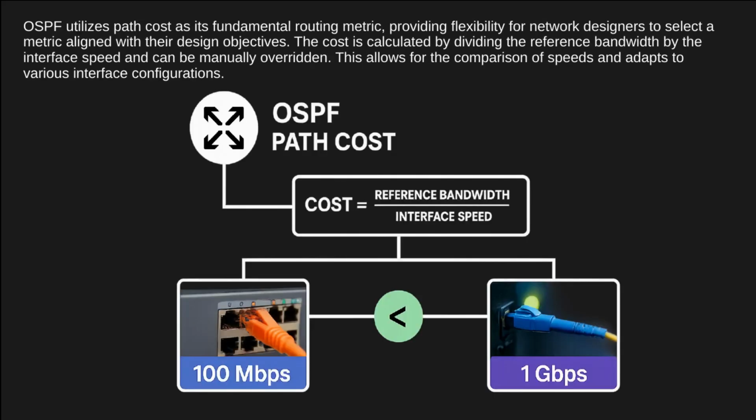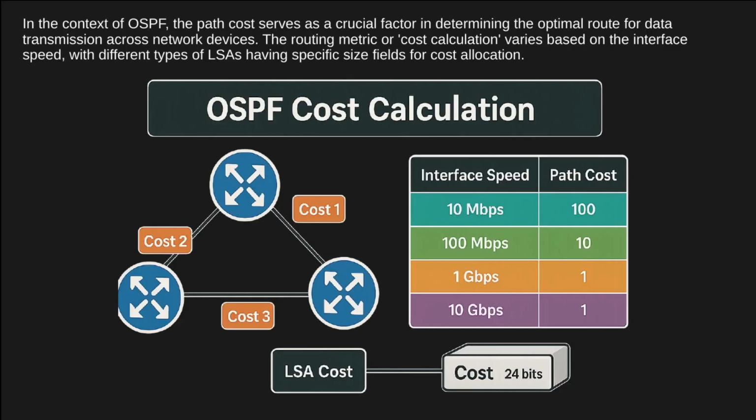OSPF utilizes path cost as its fundamental routing metric, providing flexibility for network designers to select a metric aligned with their design objectives. The cost is calculated by dividing the reference bandwidth by the interface speed and can be manually overridden. This allows for the comparison of speeds and adapts to various interface configurations. In the context of OSPF, the path cost serves as a crucial factor in determining the optimal route for data transmission across network devices. The routing metric or cost calculation varies based on the interface speed, with different types of LSAs having specific size fields for cost allocation.